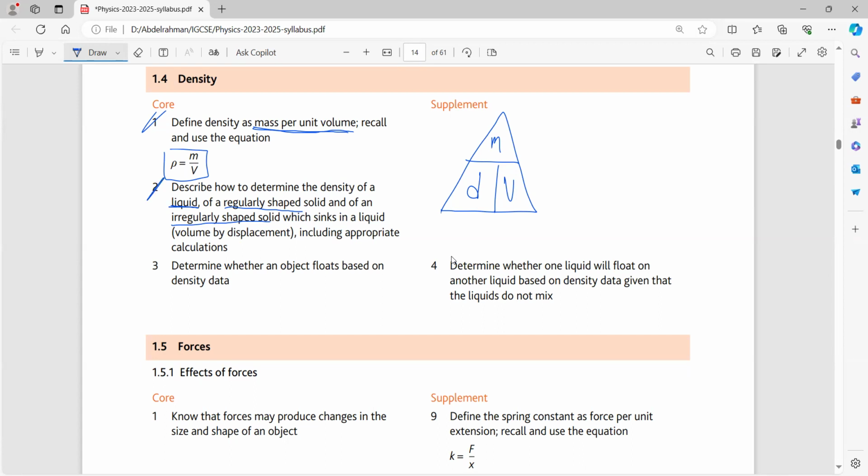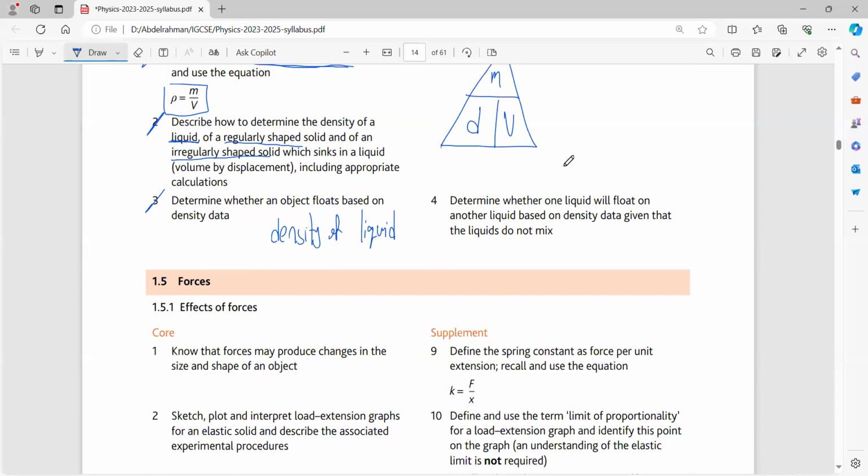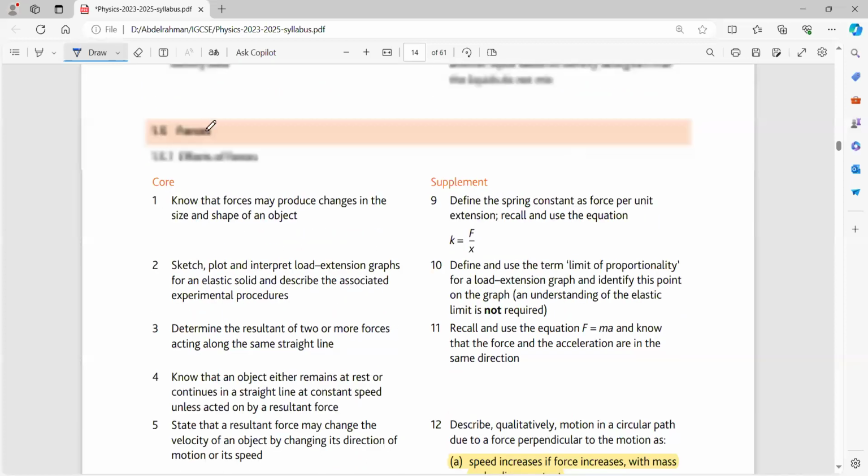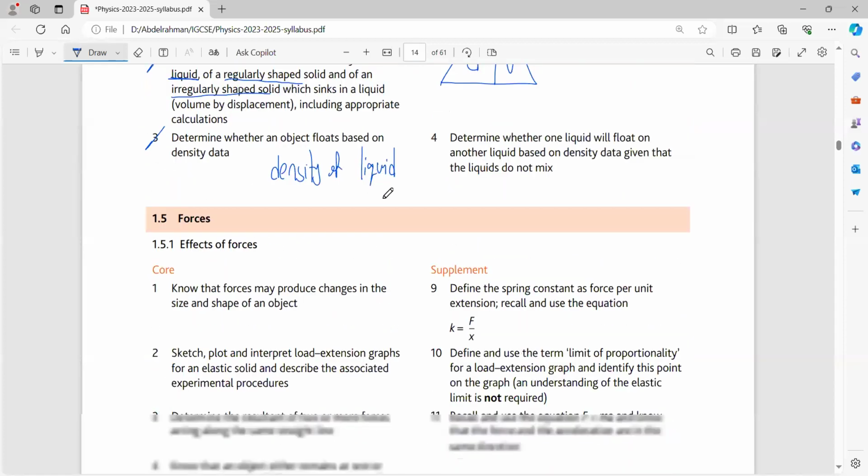Determining whether an object floats, definitely. It floats if its density is less or greater than the liquid. We always talk about the density of the liquid. If the object has a density less than this liquid, it will float. If it has a density which is more than the liquid, it will sink. Okay. I guess this was a bit easy. Again, if you have any problems, please don't hesitate to ask.